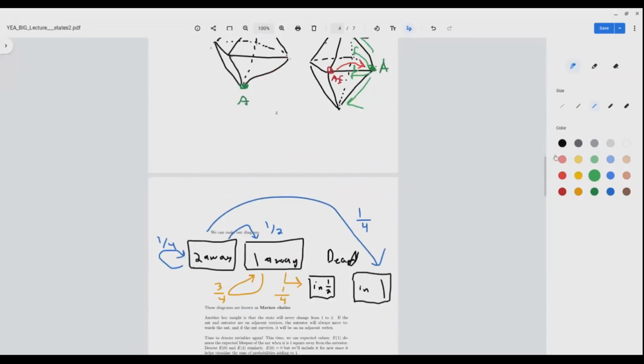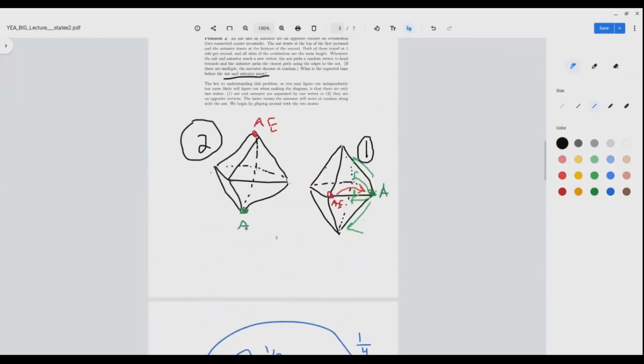And when I say dead in 1/2, it means it's dead in 1/2 seconds. And that's a very important distinction to make because it's not dead after 1 second. It's dead after 1/2 since they both meet in the middle here.